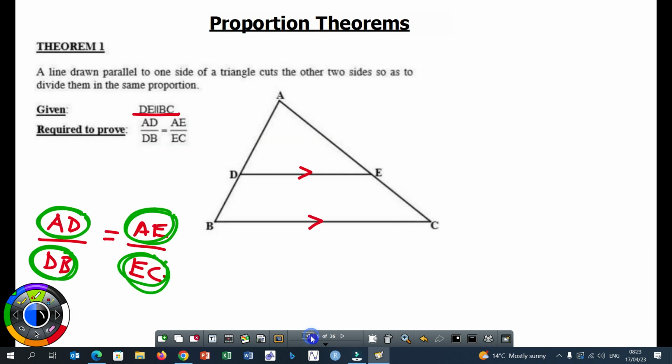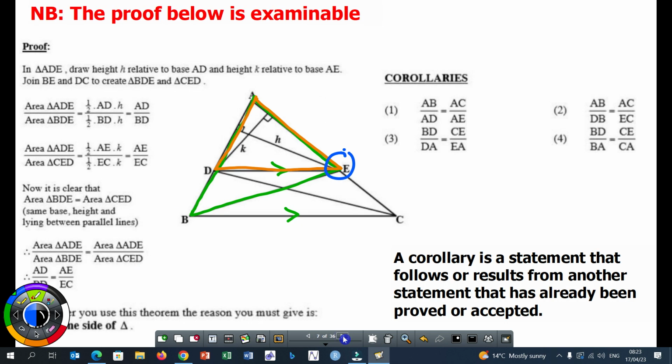So this AD over DB comes from the fact that triangle ADE and triangle ABE share a common vertex, therefore they have the same height, and that height is going to be h. If I write the area of triangle ADE, it's going to be half times AD times h, because h is our height. And the area of triangle BDE is going to be half times BD times h. Now the two halves cancel out, the two h's also cancel out, you're left with AD over BD. So that's the first ratio.